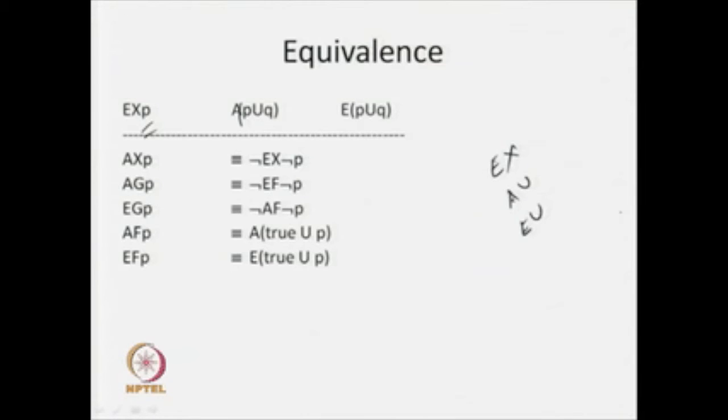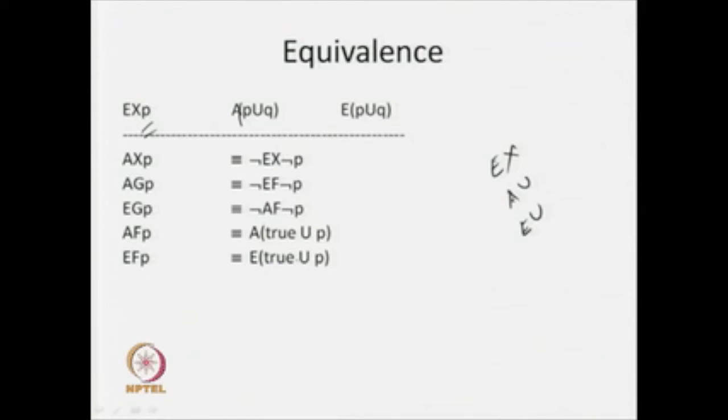Now, since I have a total of 8 combinations, what will I have? I have the other 5 combination operators. So, AX P will be nothing but, as we have already seen in the equivalence, not of EX, not of P. AG P will be equivalent to not of E F, not of P. Okay. So, AX is replaced by EX, and EG P is nothing but not of A F, not of P. So, the G operator is replaced by F. Again this F will be replaced by the until operator, say AF P is A true until P and EF P is equal to E true until P.